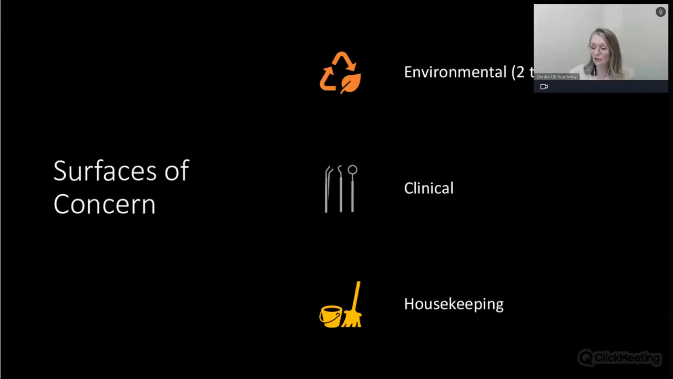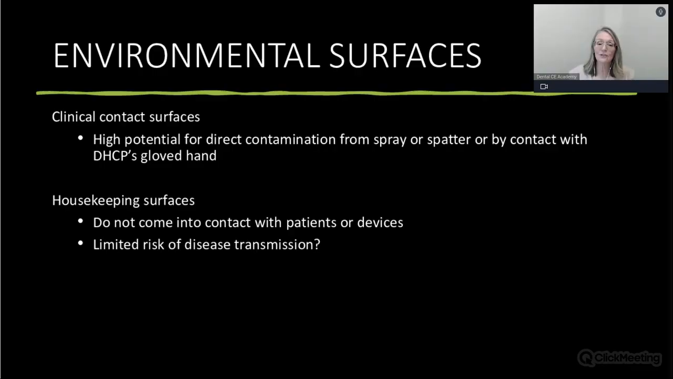Environmental surfaces here. We've got to be worried about the environmental surface. Clinical and housekeeping are the two types. Clinical, where we have direct contact with the patient, or our gloved hand, or spray or spatter.